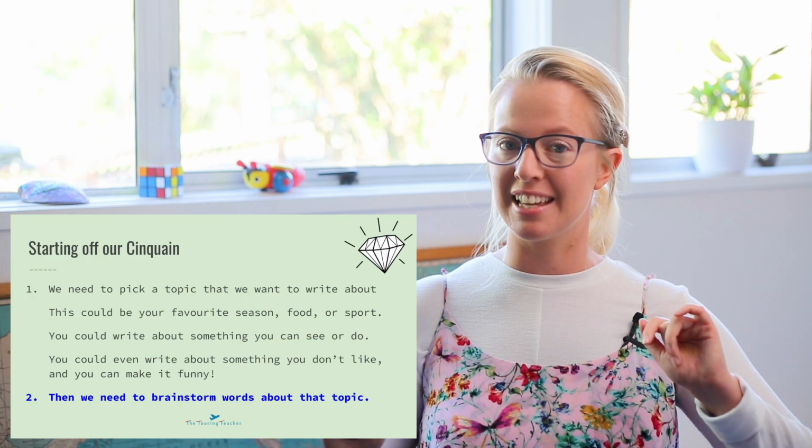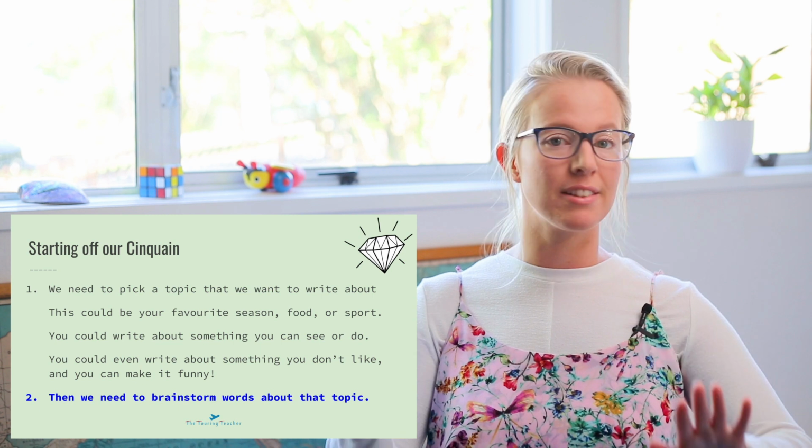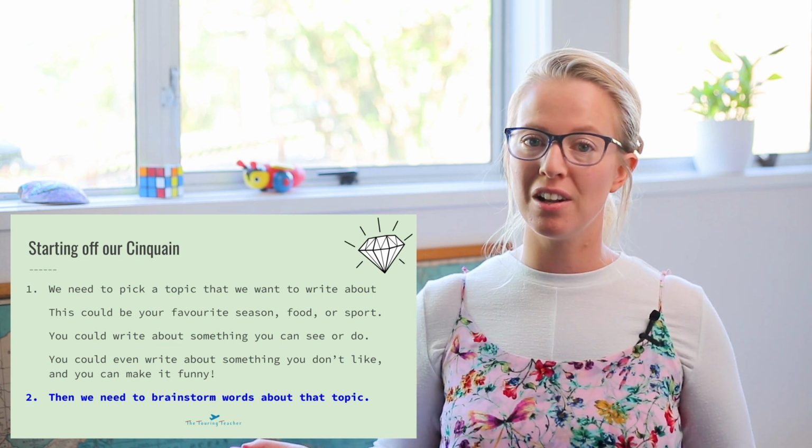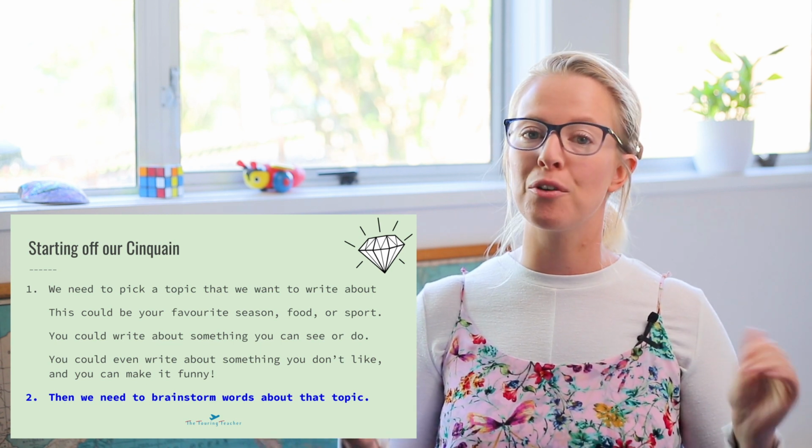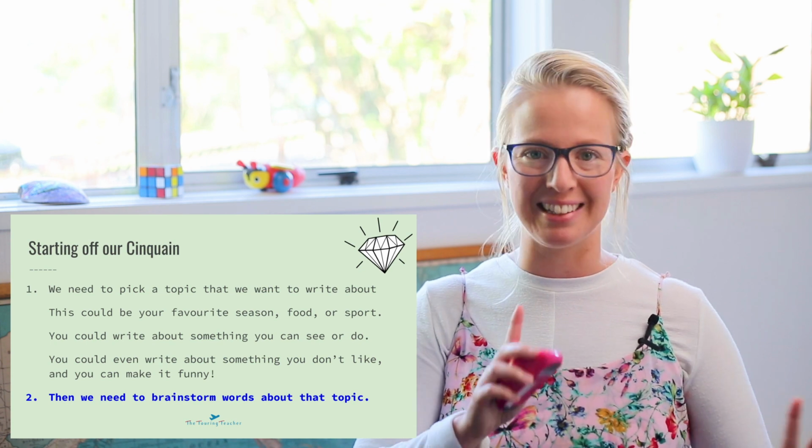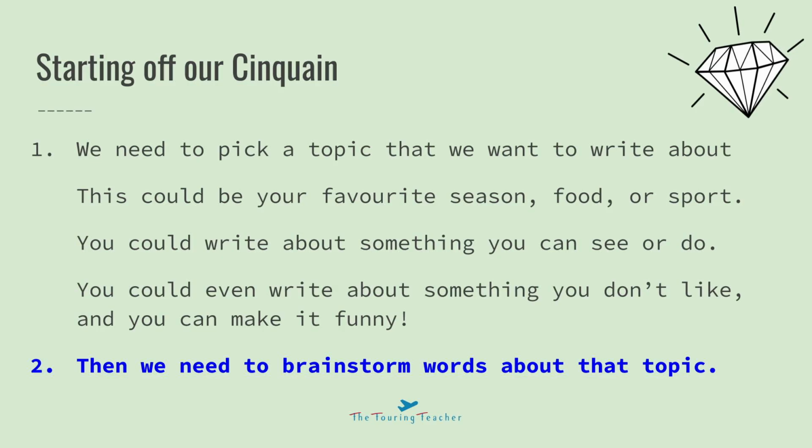Starting off writing our cinquain poem, we're going to break this down step by step so that you can follow along at home and you can write your own wonderful poems as well. Let's get started. So firstly, we need to pick a topic that we can write about. It could be your favorite food, it could be your favorite sport, it could be a season, it could be something that you see out the window. It's up to you. You could even write about something that you don't like and you could use that to make it a little bit funny.